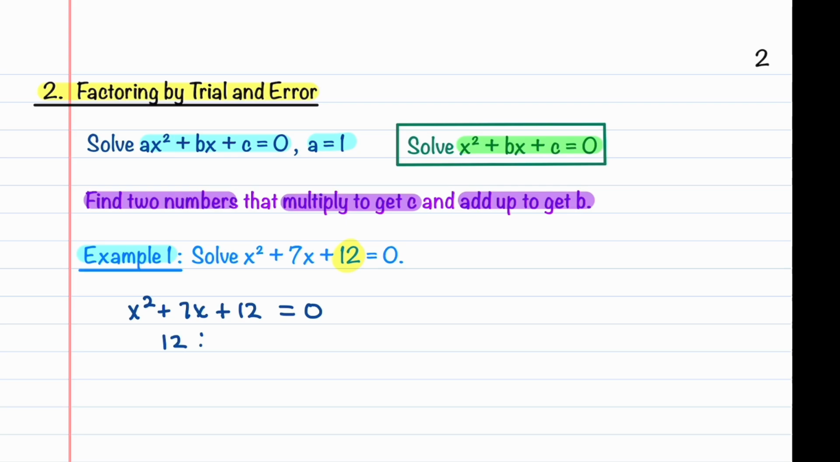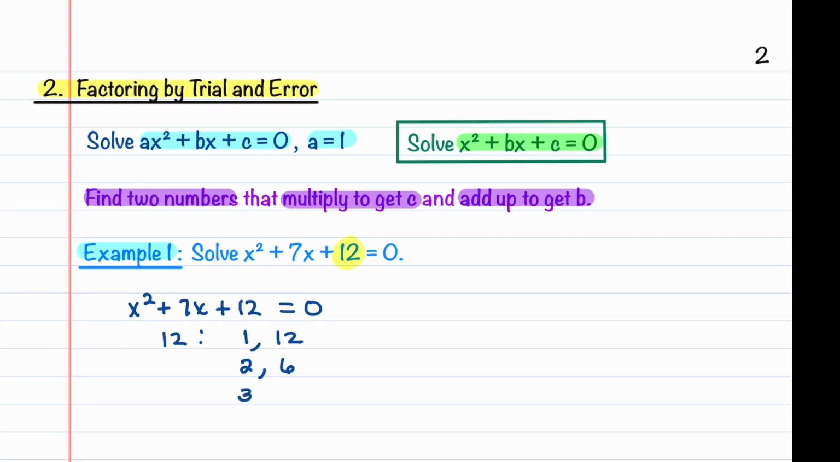I'm going to be very systematic about this, and I'm going to start with 1. So the numbers 1 and 12 multiply to get 12. And then I'm going to go to 2. 2 goes into 12 6 times, so 2 times 6 is equal to 12. And then I'm going to go to 3. 3 times 4 is equal to 12, so we have numbers 3 and 4. 4 we already have, and that means that we can go ahead and stop. So these are the numbers that we're going to pick from.